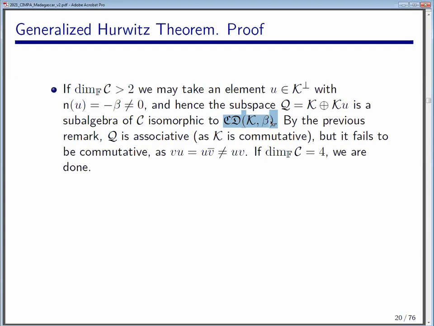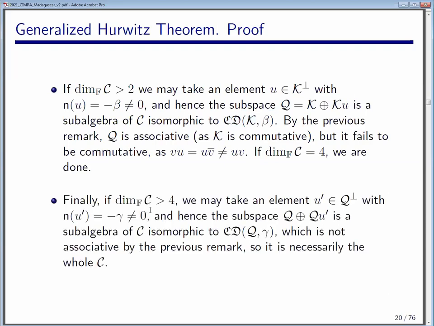So if the dimension of our Hurwitz algebra is 4, that's it. This is the whole algebra. It is a quaternion algebra. If not, if the dimension is greater than 4, in the previous step, we have obtained a 4-dimensional associative nice subalgebra. So we can double this subalgebra and get a larger subalgebra.